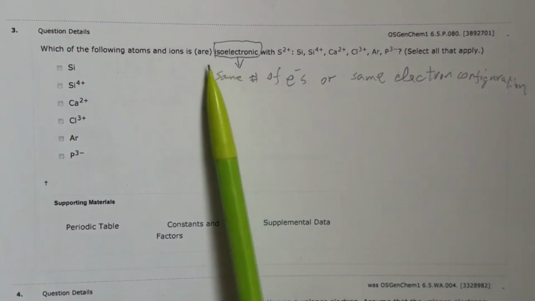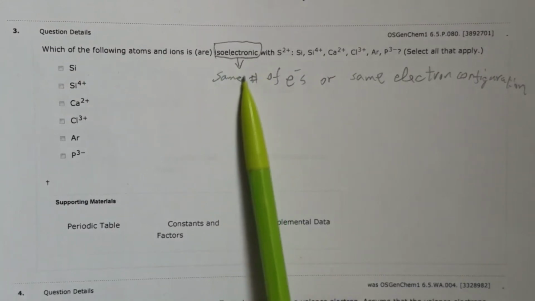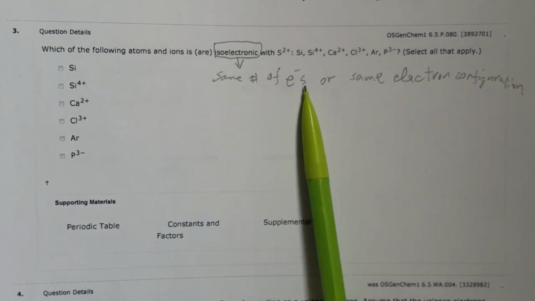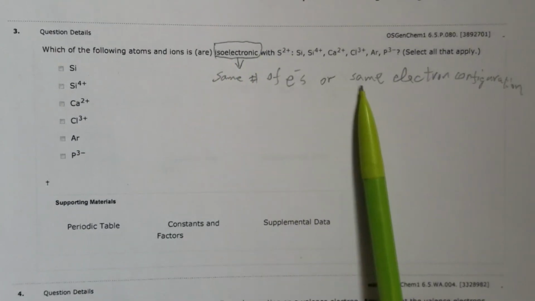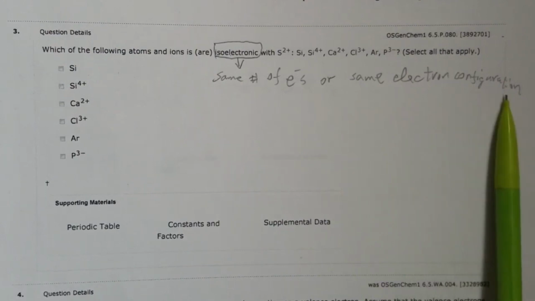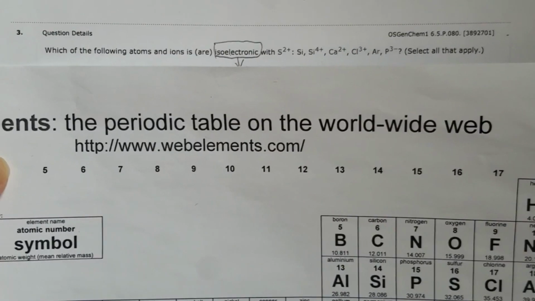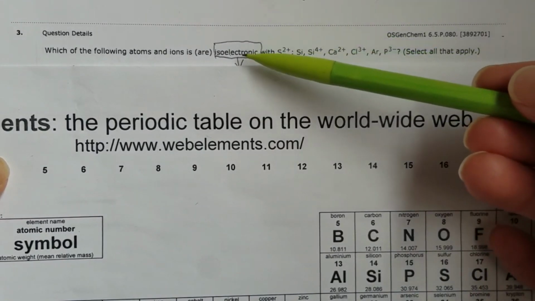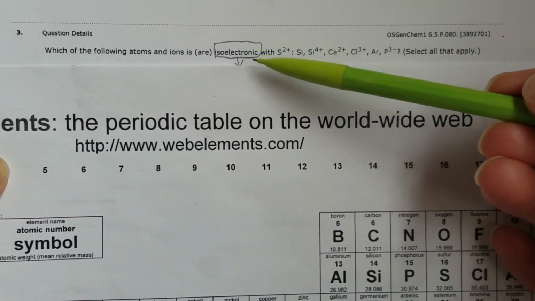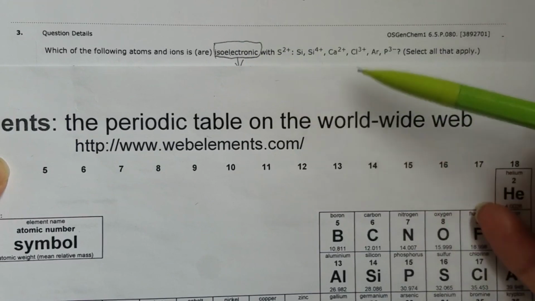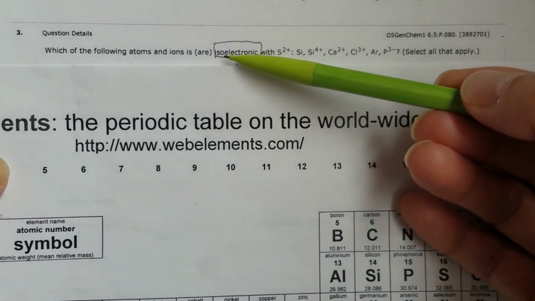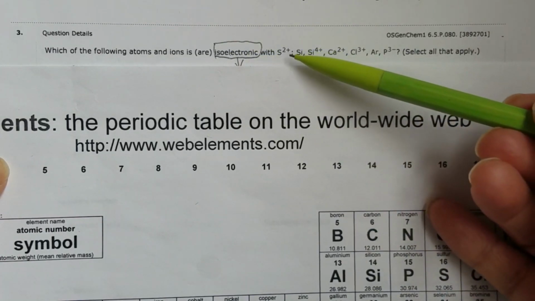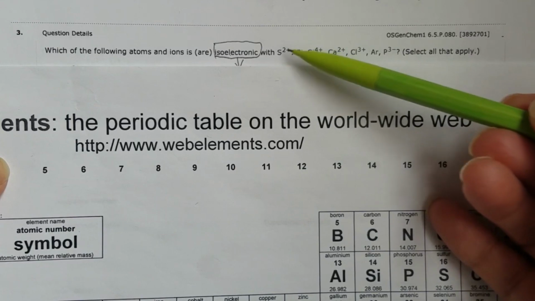So what does isoelectronic mean? It means they should have the same number of electrons. If they have the same number of electrons, of course, they should have the same electron configuration. Since it's asked which one has the same electron configuration or is isoelectronic with S2+, we need to find out how many electrons are in there.